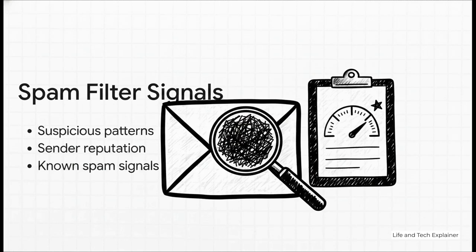Every single incoming email is strictly evaluated by complex spam filters. These filters score the message based on suspicious patterns in the body text, the historical reputation of your specific server, meaning, do you have a history of sending junk, and various other known threat signals. They essentially act as the bouncer, making sure absolutely no malicious content makes it through the door.